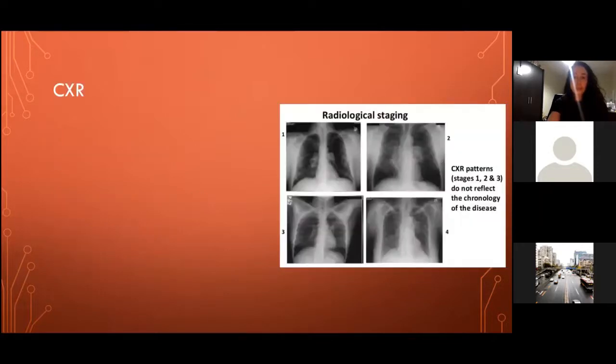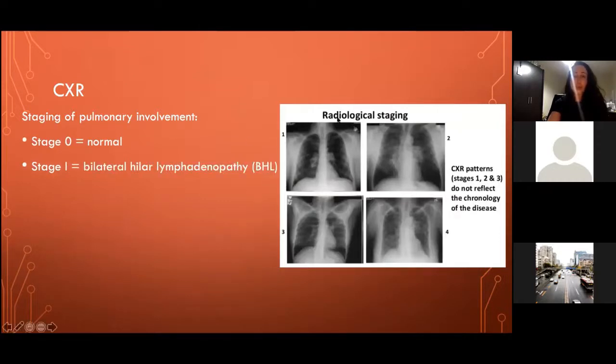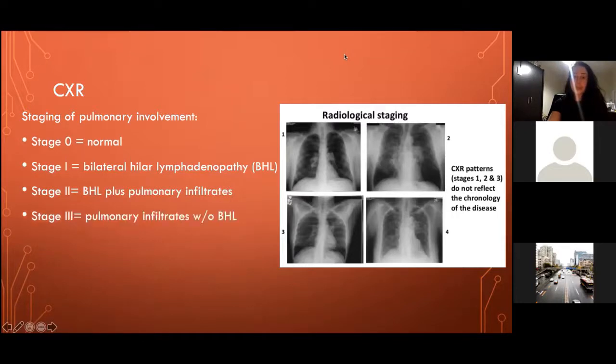So some chest X-ray findings, as I mentioned before, so that can be staged depending on where the disease is at. So stage 0, that would be normal. Stage 1, you'd get bilateral hilar lymphadenopathy. Stage 2, you'd get the same as stage 1 with pulmonary infiltrates. Stage 3, that would be the pulmonary infiltrates, but no bilateral hilar lymphadenopathy. And then stage 4, which is obviously the worst, that'll be extensive fibrosis with distortion.